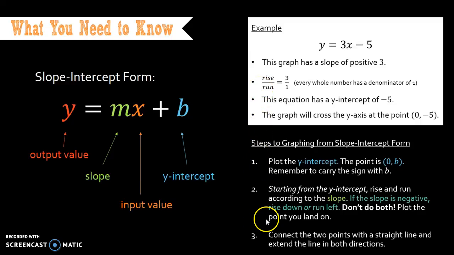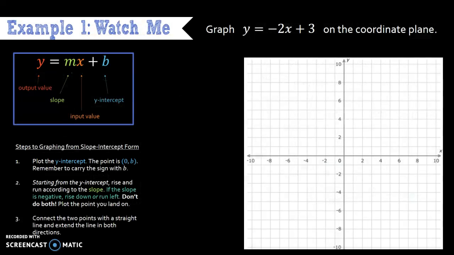Once you've plotted that second point, you're going to connect the 2 points that you just did with a straight line and extend your line in both directions.